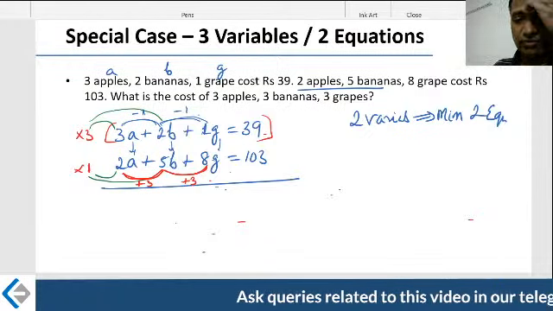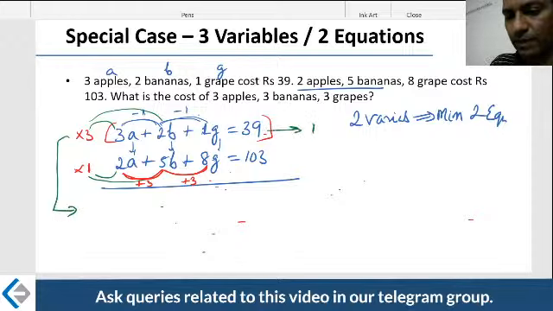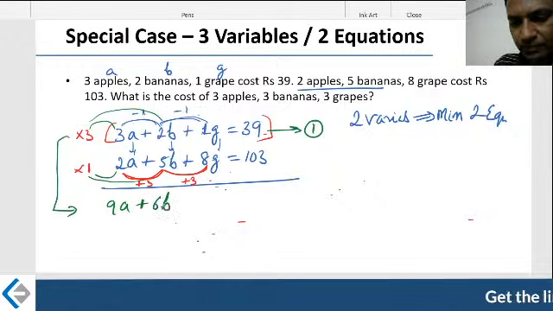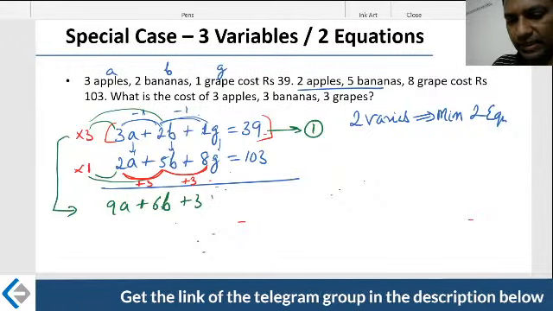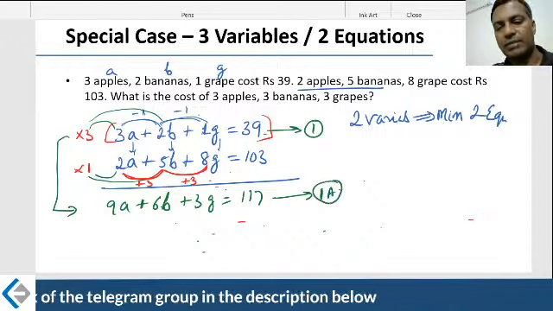In other words, let me write it for you one last time. So multiply this by 3. When you multiply this by 3, call this as equation 1. I'm writing 1A for you. That is 9A plus 6B plus 3G is equal to 3 times 39, which is nothing but 117. What did I do? This is my 1A. I just multiplied it by 3.